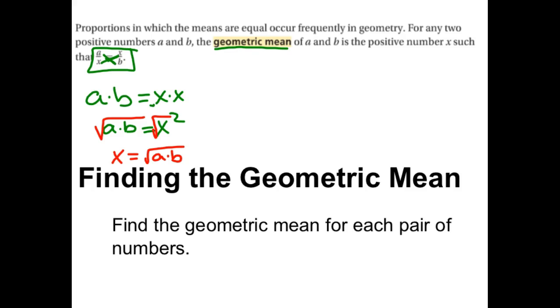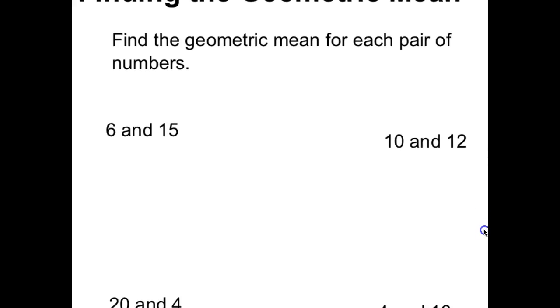So the geometric mean of two numbers is the square root of their product. And so this is going to come up. We're just going to practice finding our geometric mean, and then we're actually going to use it in application in our triangles. So here it says find the geometric mean for each pair of numbers.